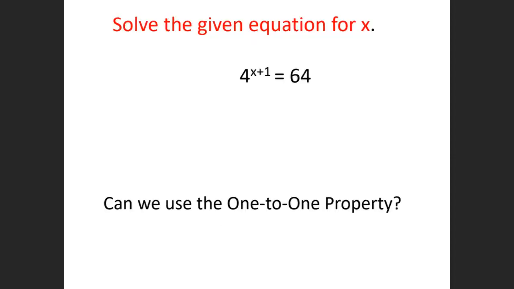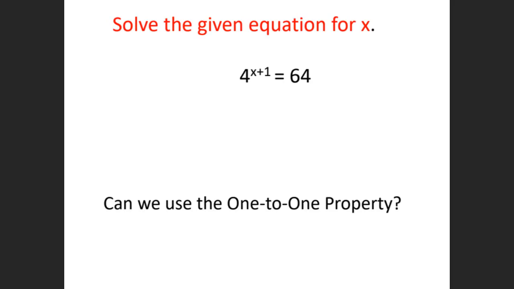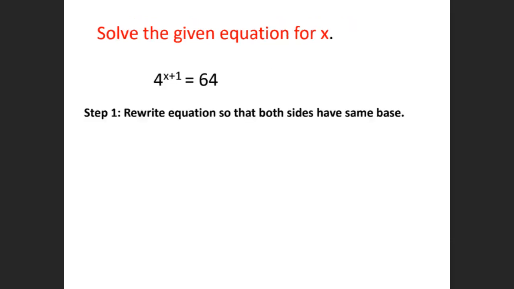So let's look at this example. Can we use the one-to-one property in this case? Well, at first glance, you might say no, because the right side is just a number. It's not an exponent. But we can convert that 64 into an exponent. Now we can pick several bases for it, but we want to use our one-to-one property, so we want to have a base of 4. So yes, we can convert 64 into something that has the same base: 4 to the third power. 4 times 4 is 16, and 16 times 4 will give me that 64.